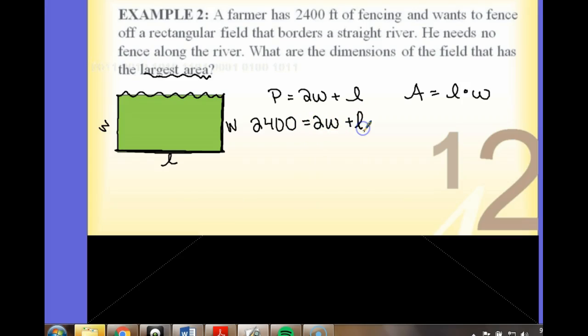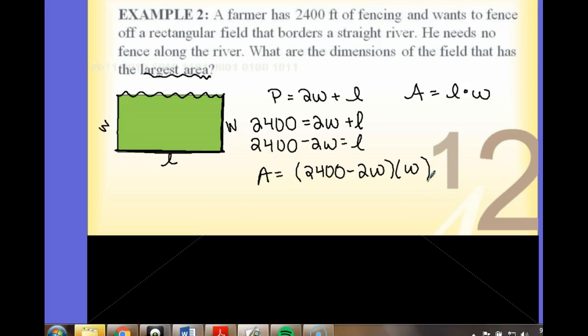And then let's say we solve for L, because it won't involve division. So you're going to subtract 2W to the other side. It's almost like a substitution or a system of equations problem, where you subtract 2W and we say, okay, well, L is the same as 2,400 minus 2W. So area is the same as 2,400 minus 2W times W, or 2,400W minus 2W squared.